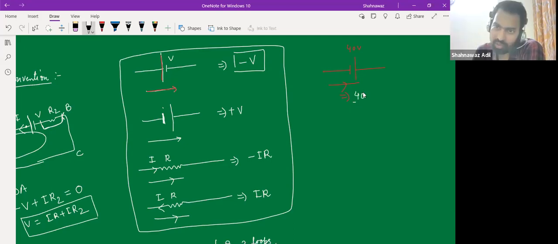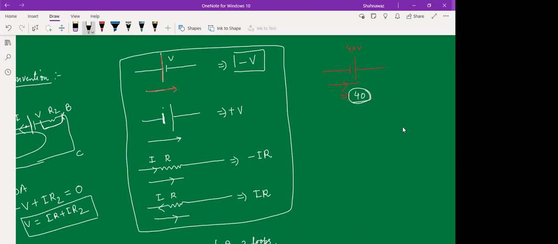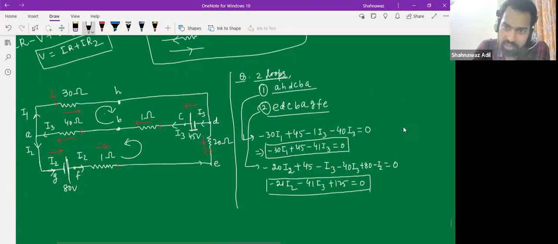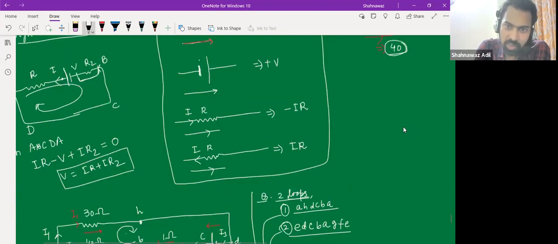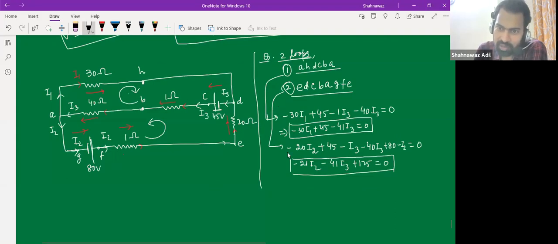So did you understand this part? Okay, you guys have noted this part, so please note down this part. And one more thing that I want to tell: you have used the loop, right? Now, how many equations are you getting?